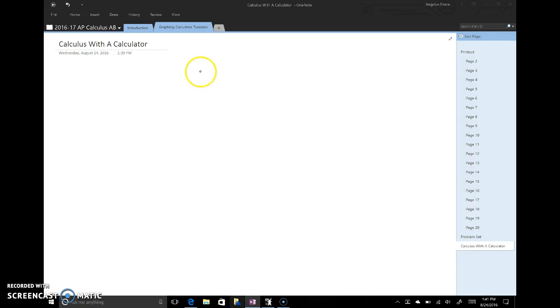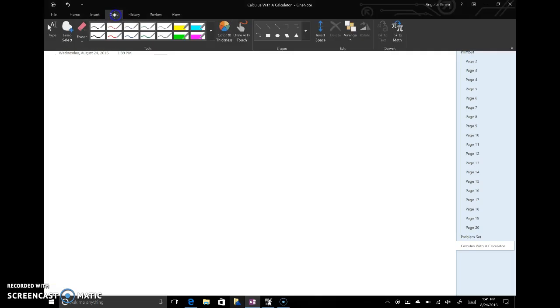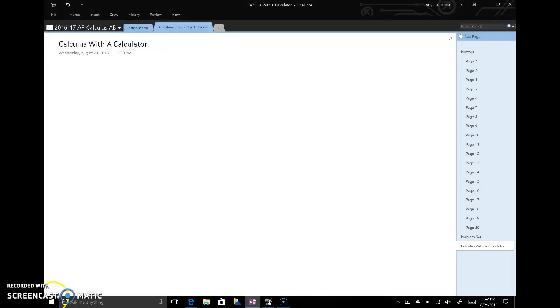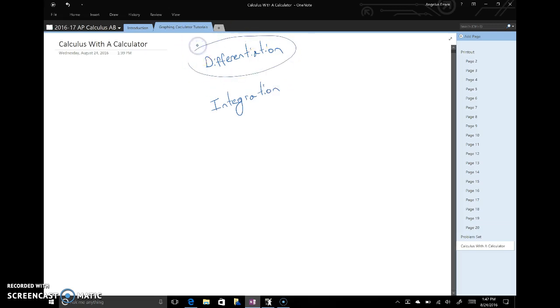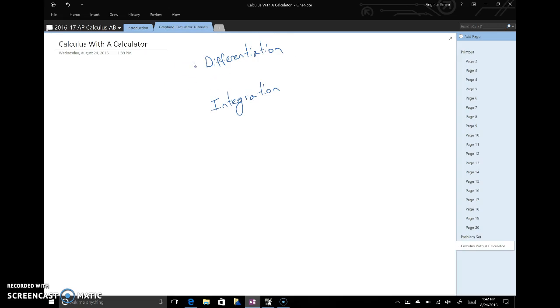There are two main ideas for calculus in our class that we're really going to focus on through the whole year. The first one is differentiation. And the second one is integration. The way this course is laid out is the first semester of this course, we're going to focus on differentiation. And the second semester of this course, we focus on integration.